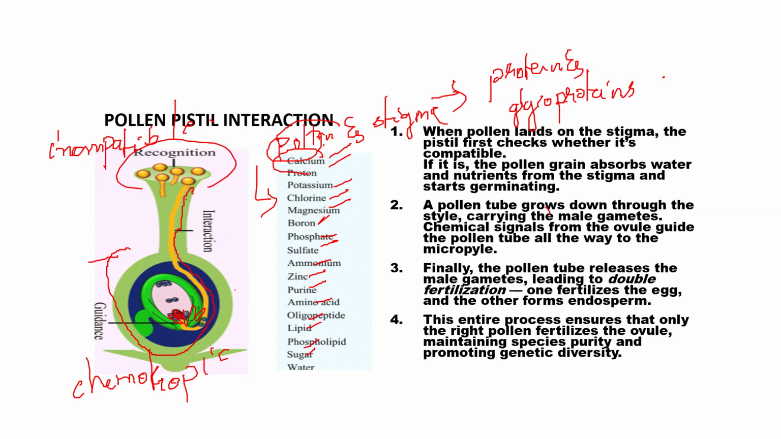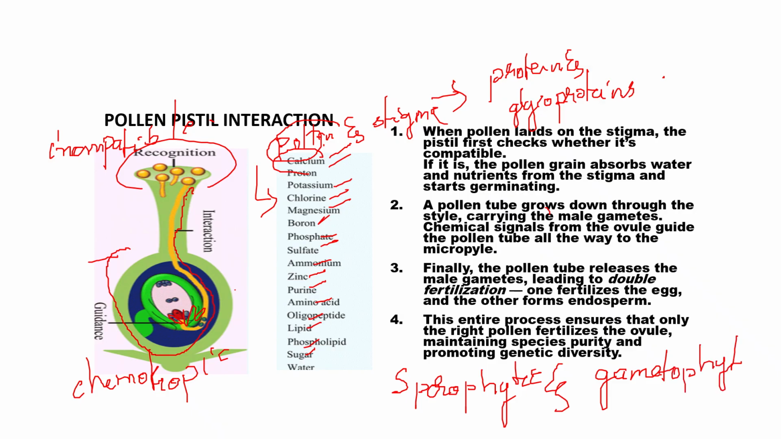So, when it comes to incompatibility, it is further classified into what? Sporophytic and gametophytic. Incompatibility is classified into sporophytic and gametophytic. The sporophytic is determined by the diploid genotype of the parent and takes place on the stigma surface.